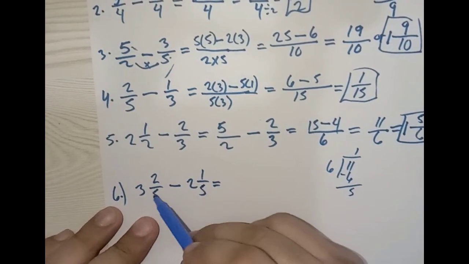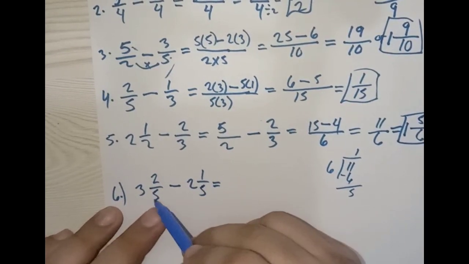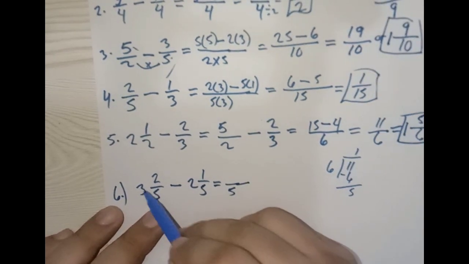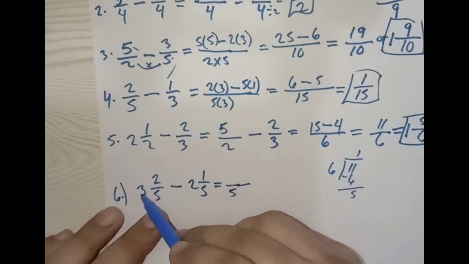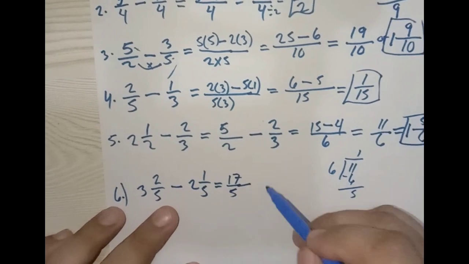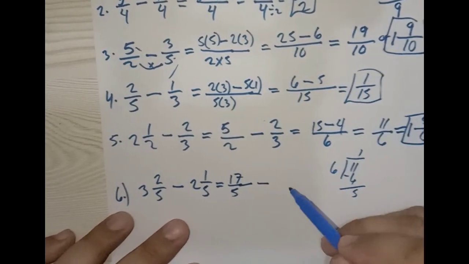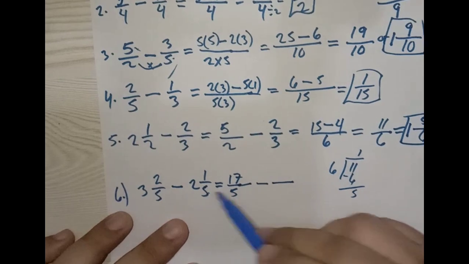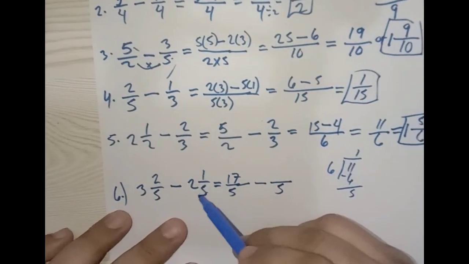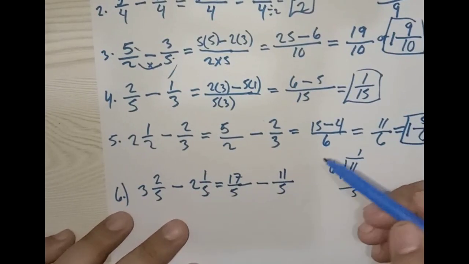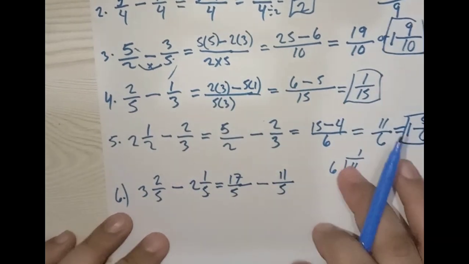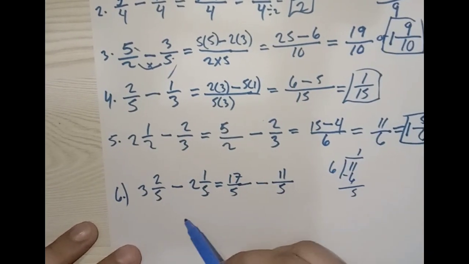Unang gagawin natin is copy the denominator, 5. I-multiply natin. 3 times 5 is 15 plus 2, 17. Okay? Copy the operation. Another denominator, 5 dito sa kabila. So, 5 times 2 is 10 plus 1, 11. Yan, diniretso ko na kasi same process lang yan dito.